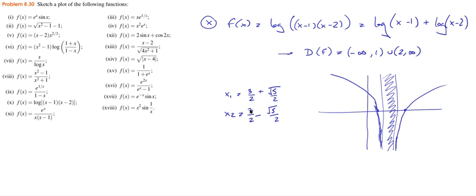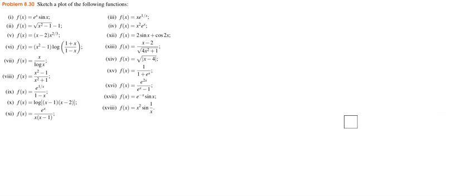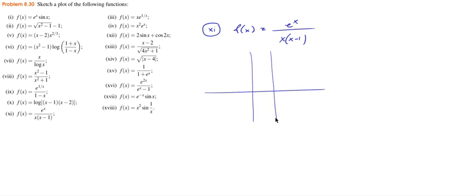Okay, so let's see. Let's do part 11. Part 11 is f is e to the x divided by x times x minus 1. So we have two asymptotes at 0 and at 1. Let's see. We have x equals 0, x equals 1.